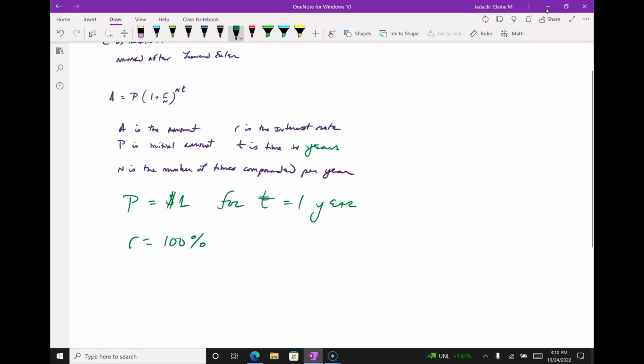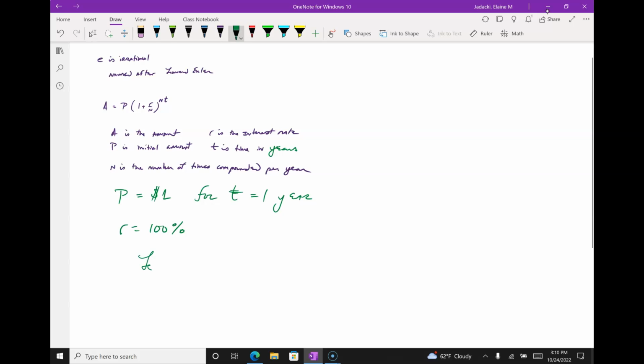But I don't want to compound it once a year. I want to compound it 1,000 times a year. How about 1 billion times a year? How about every nanosecond? So I want to compound it an infinite number of times. Let N go to infinity. Meaning I'm going to calculate how much you owe me, if it's a credit card, every second of the day. It's going to keep going up and up and up.